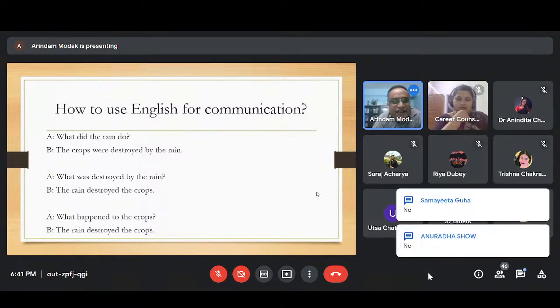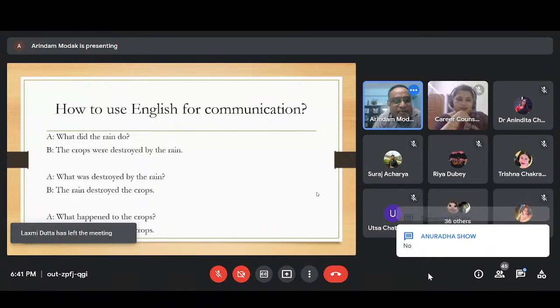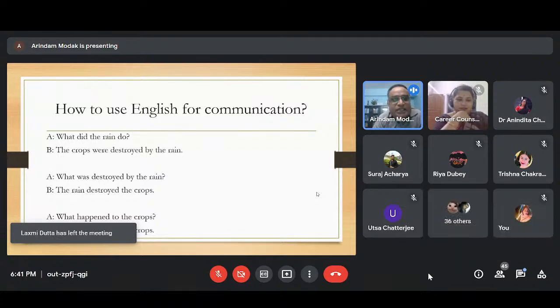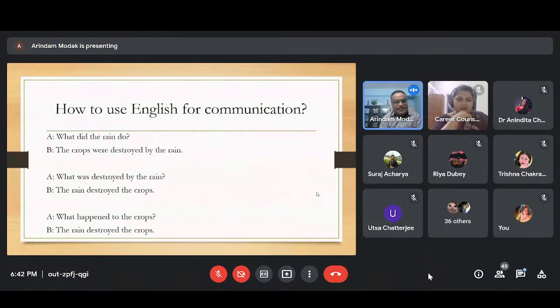Or if A asks, "What was destroyed by the rain?" B replies, "The rain destroyed the crops." We also sense that this is not the proper kind of reply, though information is conveyed. And again, A asks, "What happened to the crops?" B says, "The rain destroyed the crops." Again, we understand that though B gives the information, this is not the proper kind of reply. So B's reply does not match with A's question, does not somehow fit in with A's question.